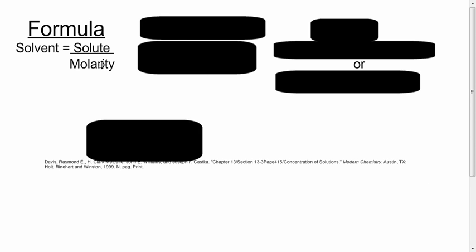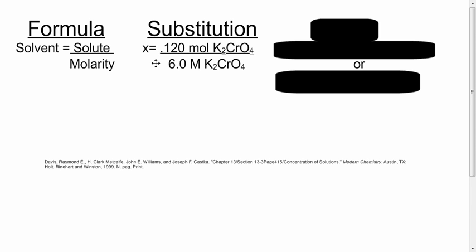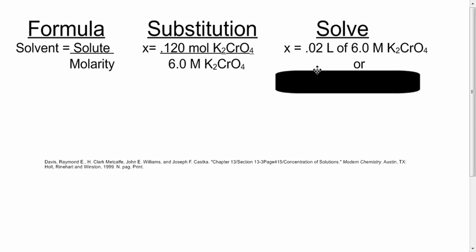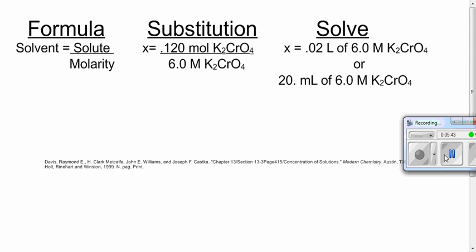Now I'm ready to follow the next 3 steps. That's my formula. It's the same as last time. Solvent equals solute over molarity. I substitute in, I get X equals 0.121 moles potassium chromate divided by 6 molar. I'm going to divide this number by that number. It's going to be 0.02 liters of this solution, or 20 milliliters of that solution. And this is my source for the problem. I hope that's been helpful.